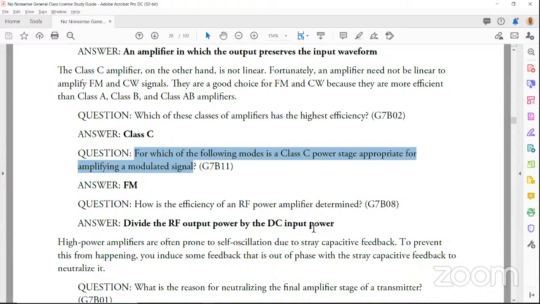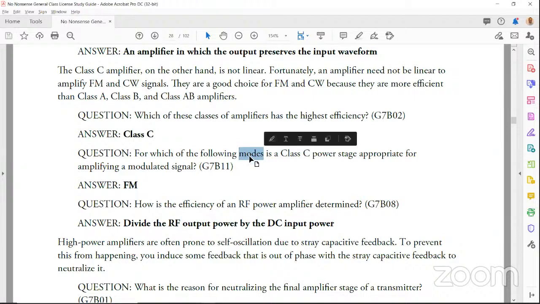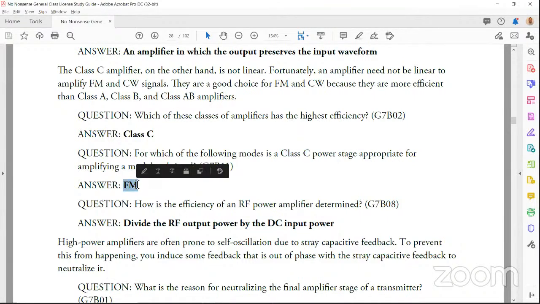Next question. For which of the following modes is a class C power stage appropriate for amplifying a modulated signal? So they're asking us which mode. So is it AM, is it CW, is it FM, and so on and so on. All right, so which mode? Class C. All right, so if you could recall the last class, we said that the type of amplifier we need for FM would be class C, so therefore the answer would be FM.